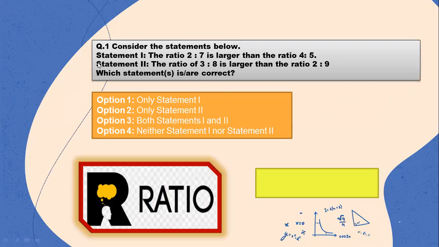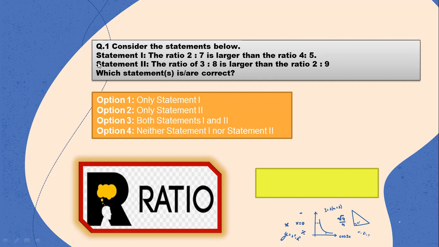So let us see the first question. Consider the statements below. Statement 1. The ratio 2 by 7 is larger than the ratio 4 is to 5. Statement 2. The ratio 3 is to 8 is larger than the ratio 2 is to 9. Which statements are correct? So here 4 options are given.